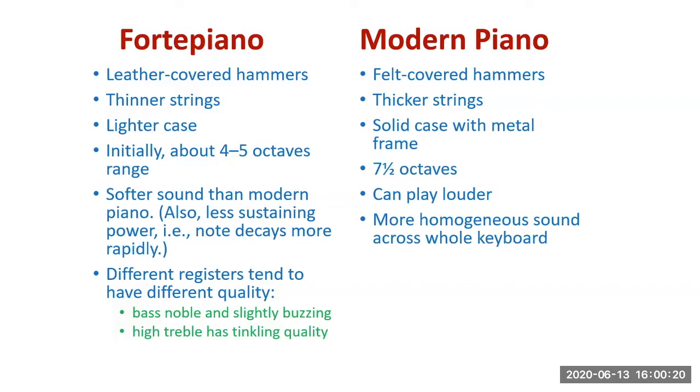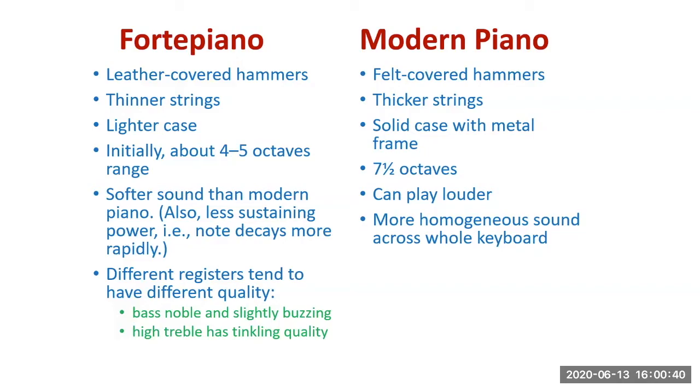Now, at first, the forte piano was only about 4 octaves in range, which gradually increased to 5 octaves around Mozart's time, later, for Beethoven, to a 6-octave span, and then, later in the 19th century, the piano acquired its full 7.5 octaves.